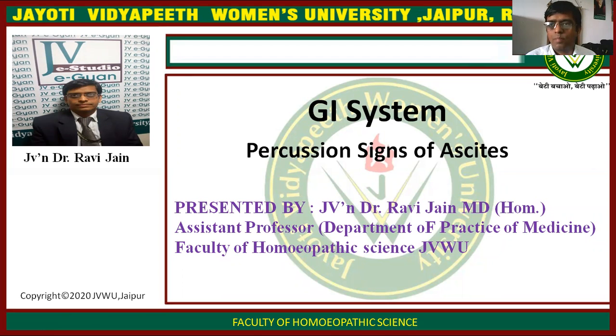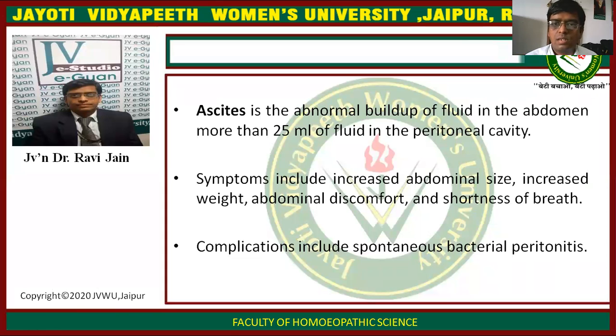In today's lecture, we are going to discuss the clinical examination of percussion signs of ascites in the gastrointestinal system. Ascites is the abdominal build-up of fluid, more than 25 ml of fluid in the peritoneal cavity. The symptoms include increased abdominal size, increased weight, abdominal discomfort, and shortness of breath. The complications of ascites include spontaneous bacterial peritonitis.